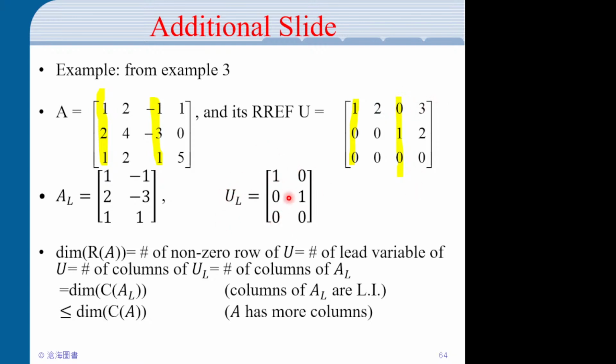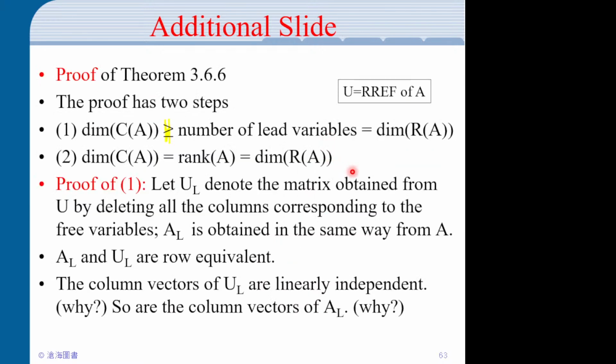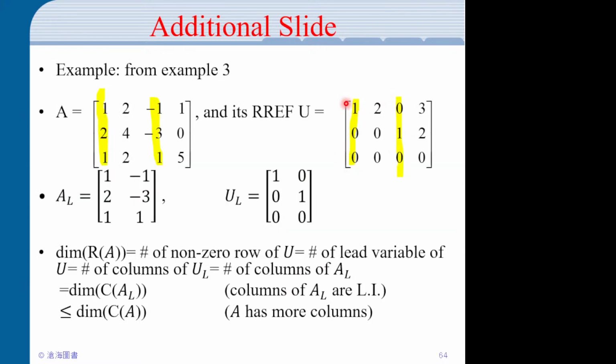For example, here you pick out the lead variable columns, and you get UL equal to the columns 1 0 0 and 0 1 0. Obviously those two columns are linearly independent, just because of how the reduced row echelon form looks. It has a one somewhere. Those are basically standard basis vectors, so obviously they are linearly independent of each other. So UL picks out the lead variable columns of U.